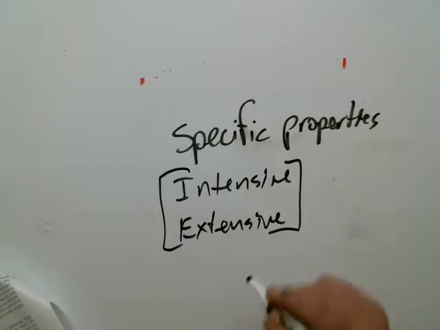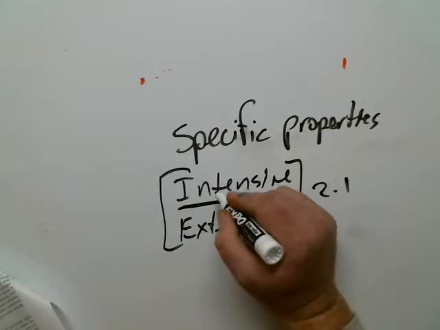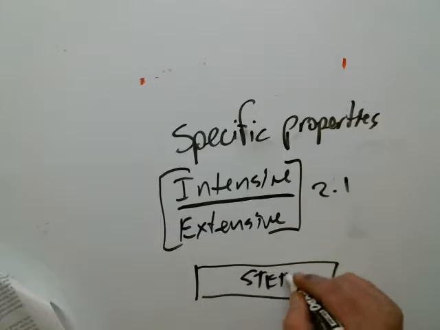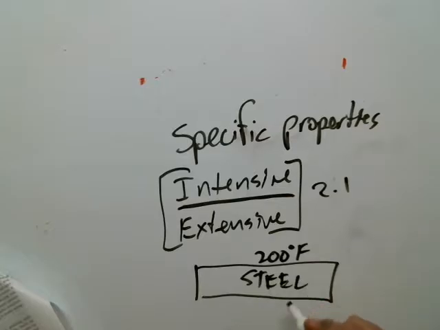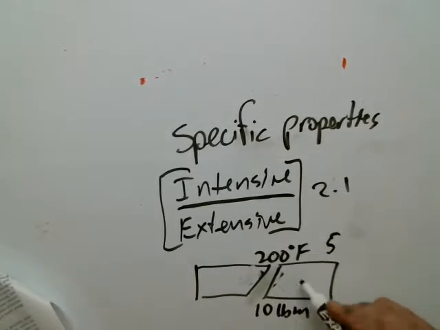These two are straightforward. Under section 2.1, these are discussed. It says an intensive property is independent of mass. So if I had a bar of steel that was at 200 degrees Fahrenheit and its mass was 10 pounds mass, and I decided to cut it in half, so now I have 5 pounds over here of steel and 5 pounds over here of steel. They're both 200 degrees still.